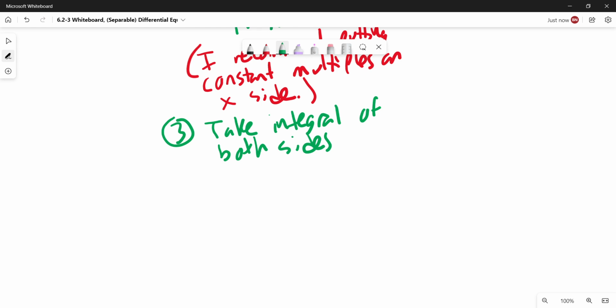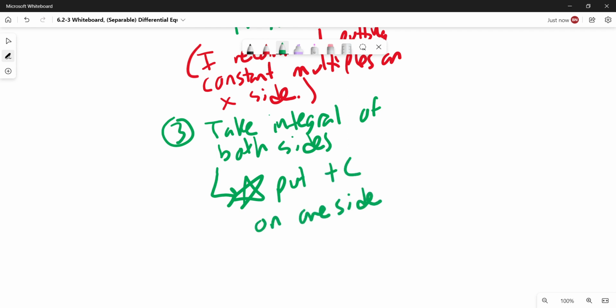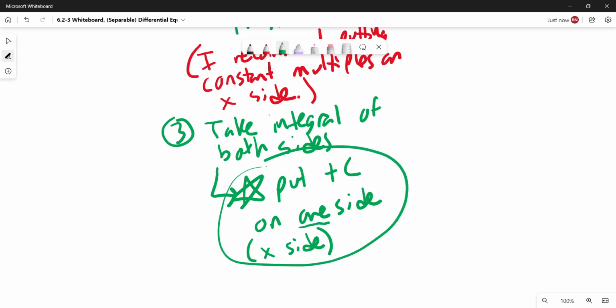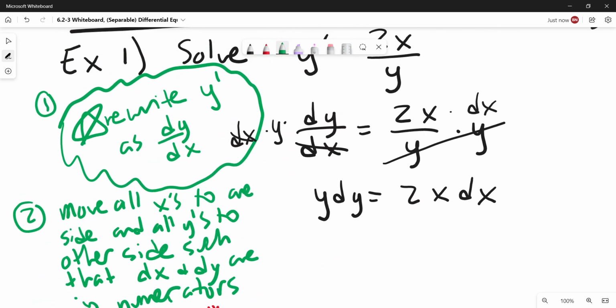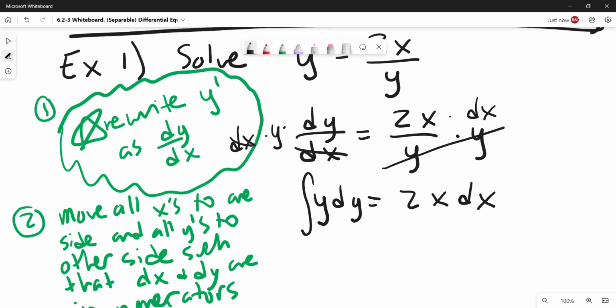I can show you why you actually need to put a plus c on only one side. I would highly recommend the x side. I'll show you why you don't need them on both sides. Okay, so integrate this. In fact, when I go to integrate the right side, I'm just going to pull the 2 out, right? We know we can do that.